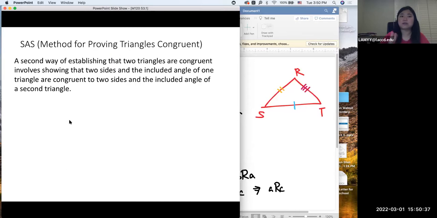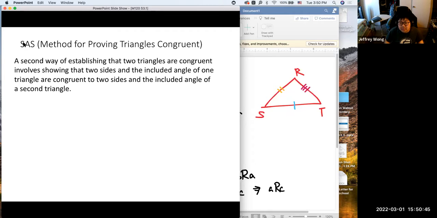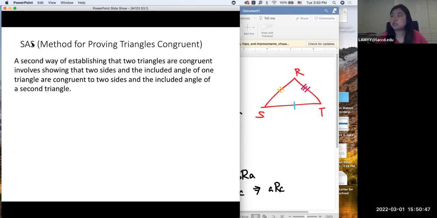Okay, now the second method, SAS. Guess what SAS is? Side, angle, side. Make sure the angle is in between the two sides here. It has to be consecutive.